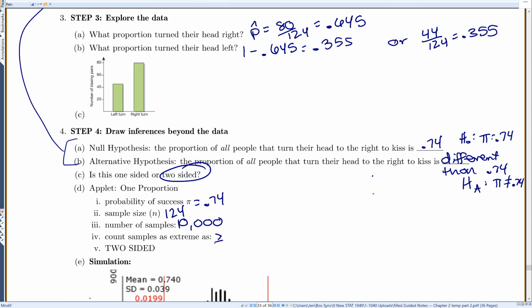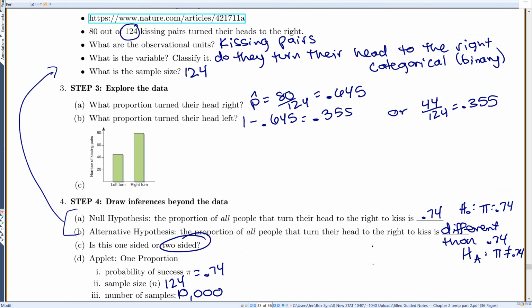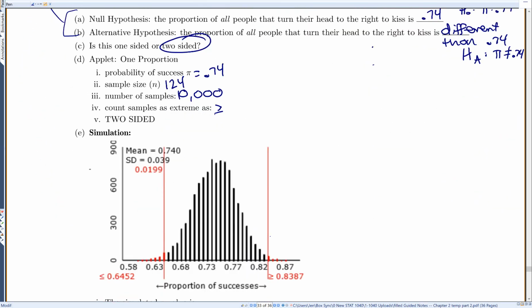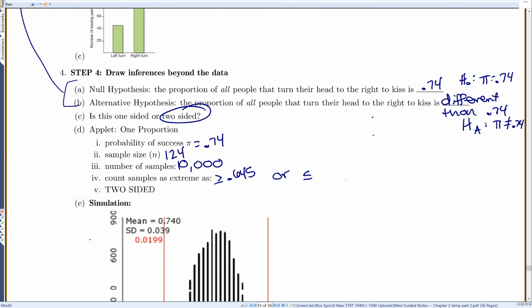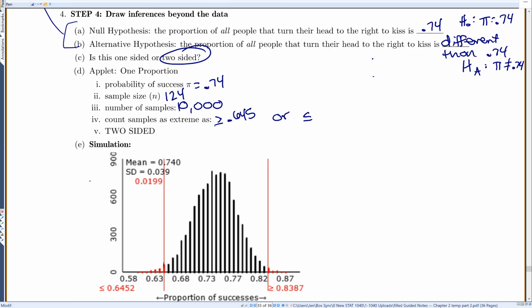greater than or equal to, what was our sample proportion? Let's do proportions. Let's see, so our sample proportion was 0.645 or less than or equal to, but I don't actually have to figure out what that number is. Actually, let's look at it. 0.74, if our center is at 0.74, then we're actually going to want to do less than or equal to 0.645 or greater than or equal to something on the other side, but I don't actually have to know what that is, okay, because the applet does it for me. So then I'm going to click the box for two-sided.